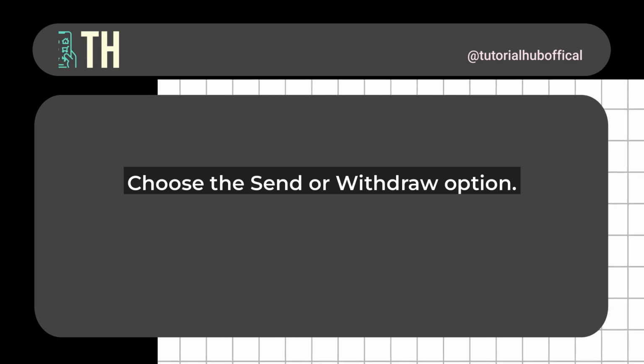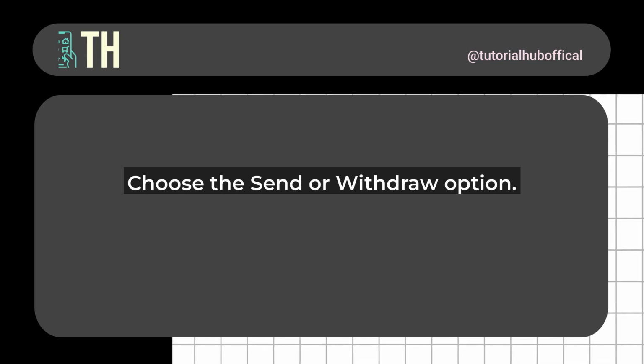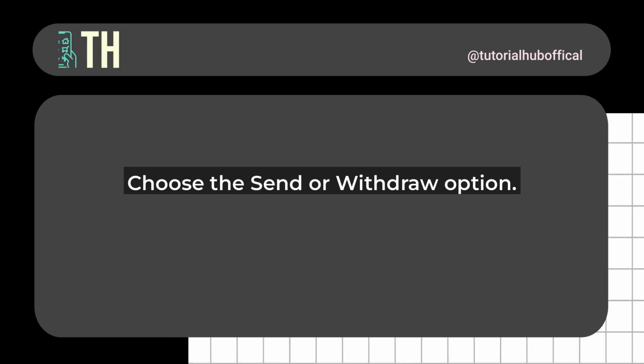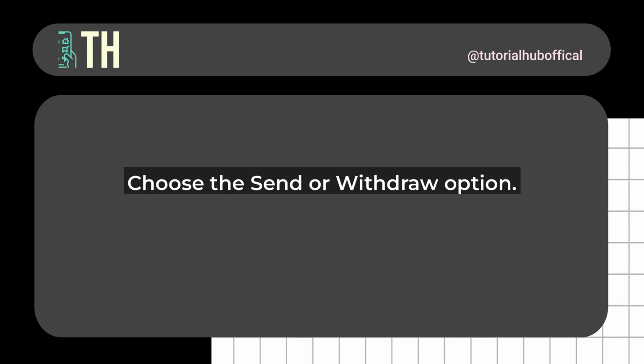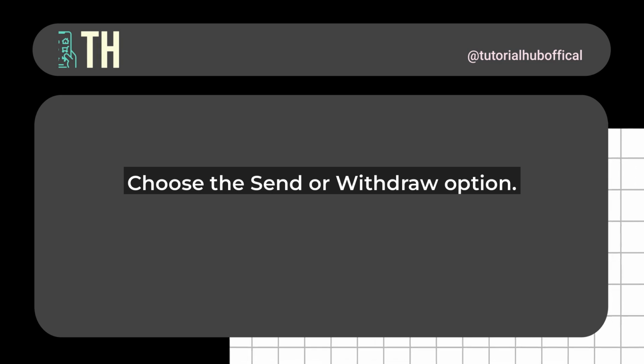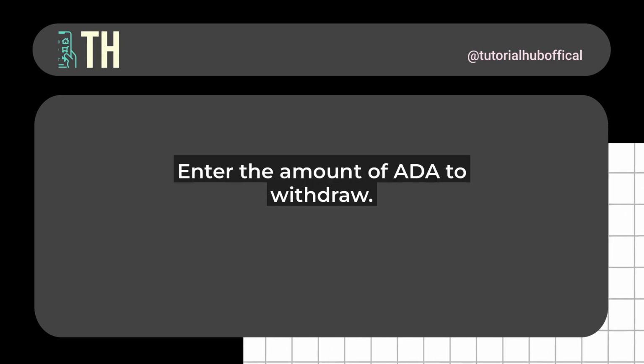Step 1. Open your Phantom Wallet app and unlock it with your password or biometric authentication. Once inside, navigate to your Assets tab and select your Cardano balance. You'll see the amount you hold right there.